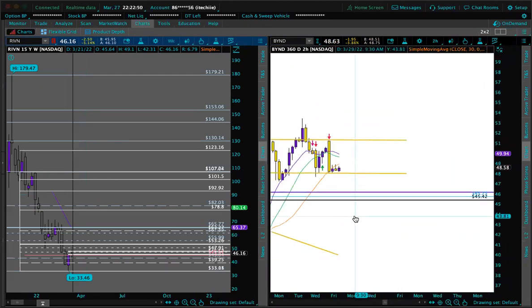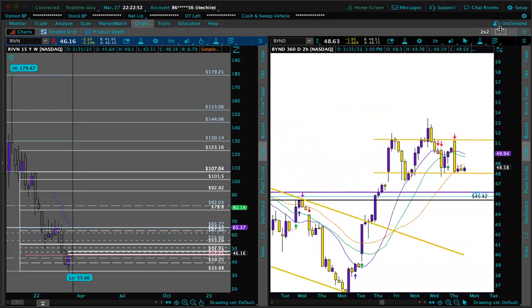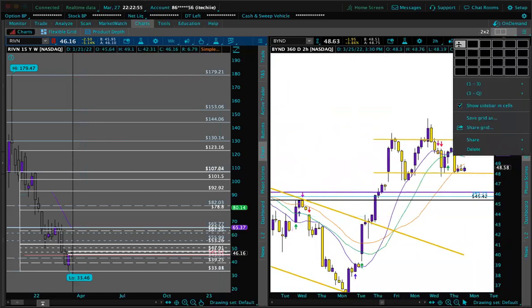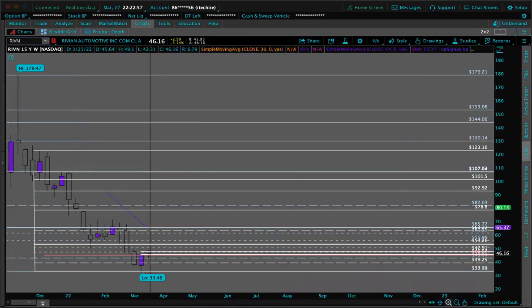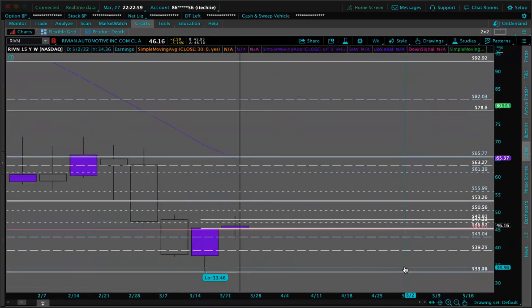Let's look at this BYND chart here. I can't do the side by side because I have to change my chart preferences. So here we go. Rivian.